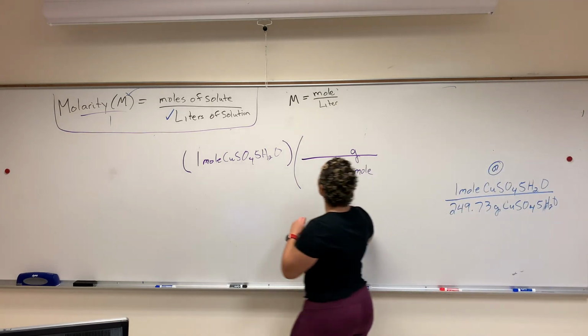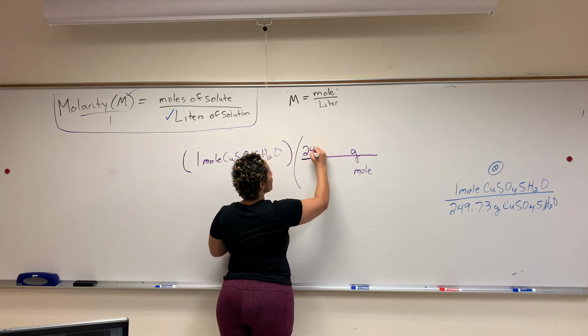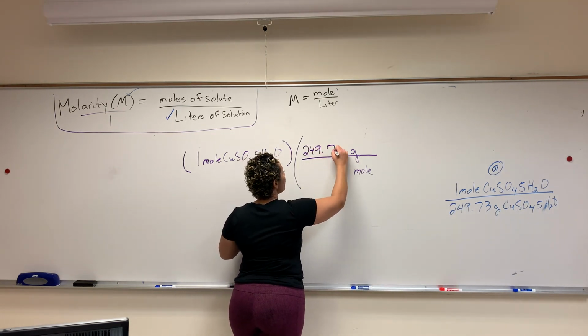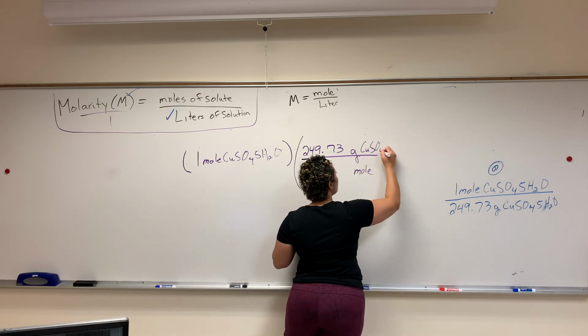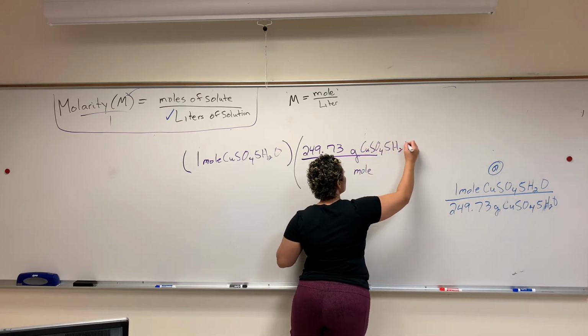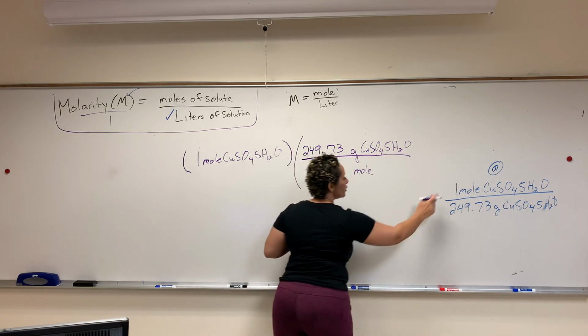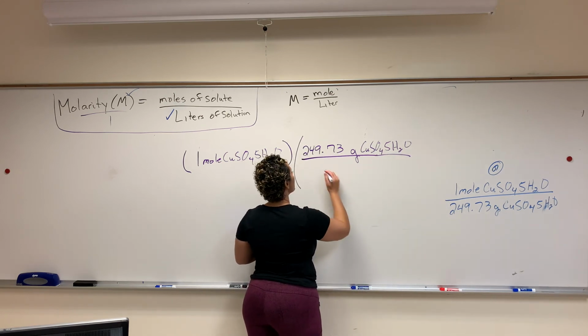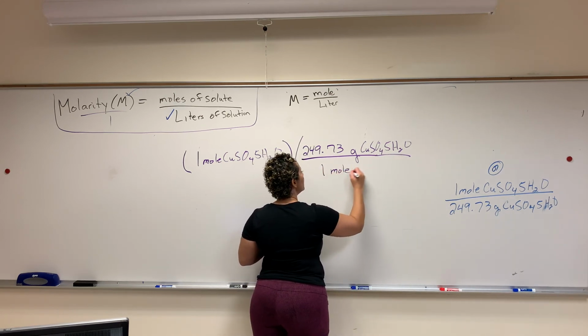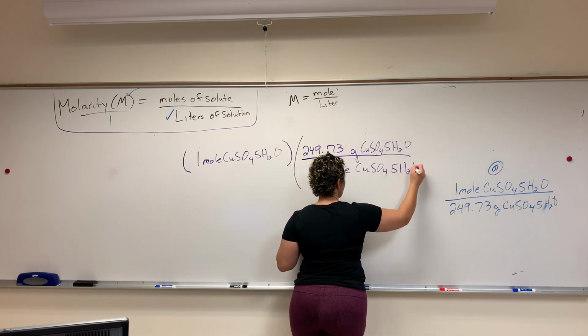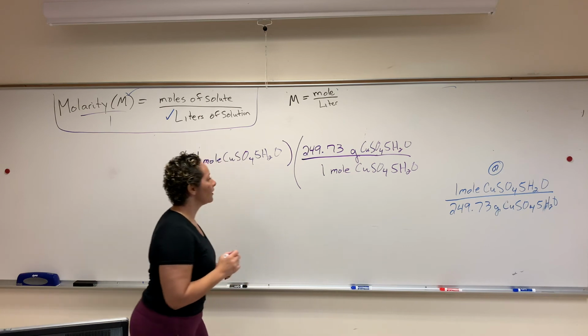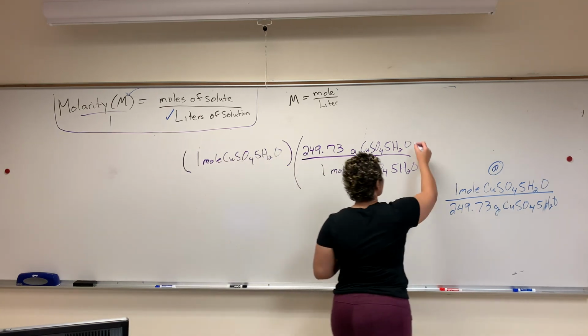So, 249.73 grams CuSO4·5H2O are equivalent to 1 mole CuSO4·5H2O. There we go. All right, so now I'm gonna go ahead and erase this so I can get some more room.